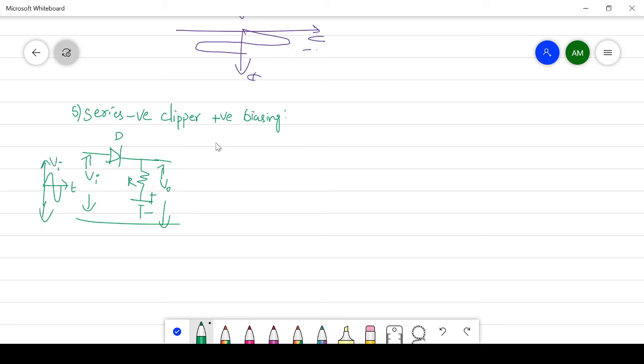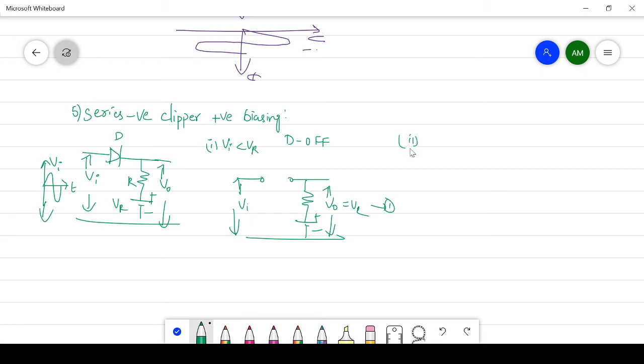So the first condition is below the reference voltage, that is, Vi is less than Vr. In this condition, low voltage is applied to the anode of the diode, so the diode becomes off. Diode off is nothing but an open circuit, so the output is equal to the reference voltage. So V naught is equal to Vr. This is equation 1.